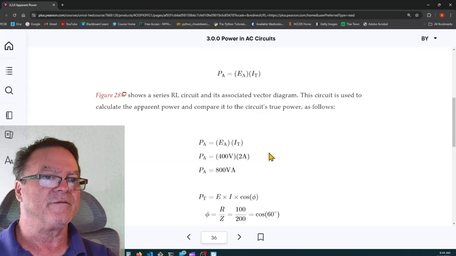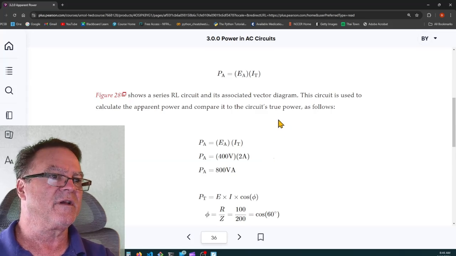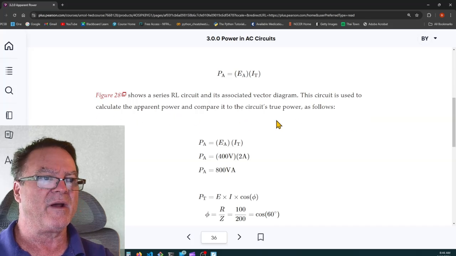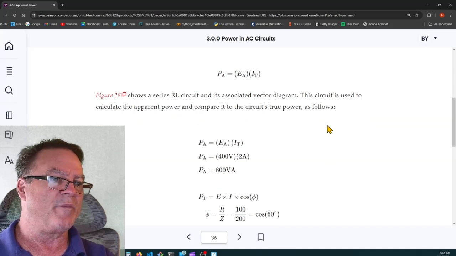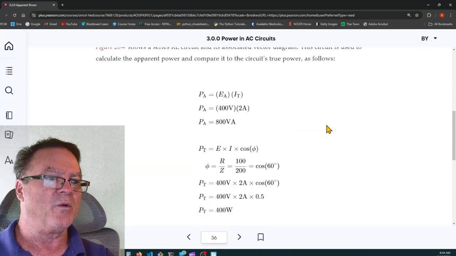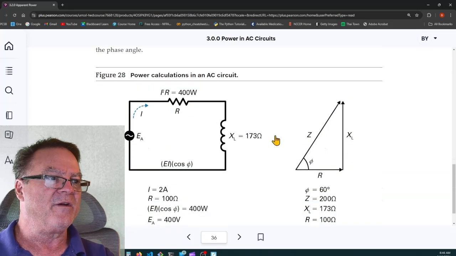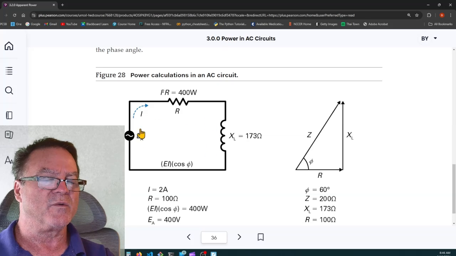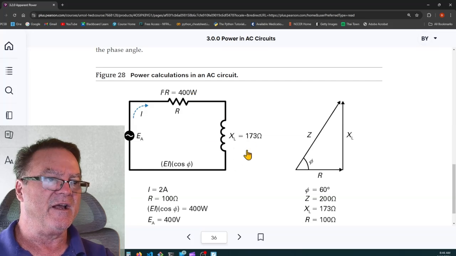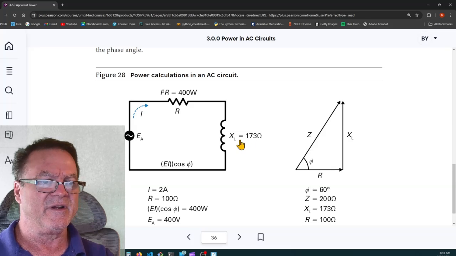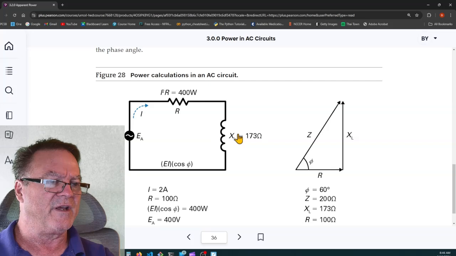All right. Figure 28 shows a series RL circuit and its associated vector diagram. The circuit is used to calculate the apparent power and compare it to the circuit's true power as follows. So here they've done all the math for us. We're not going to redo it, but they have 400 watts flowing through the resistor, and this inductor we said had 693, I think, volt amps reactive.